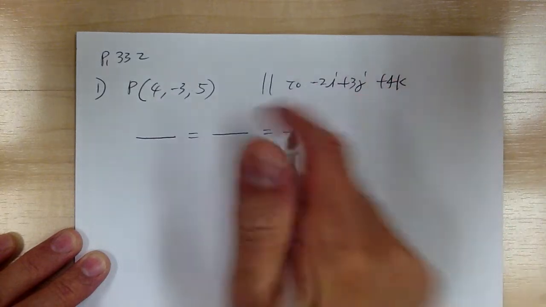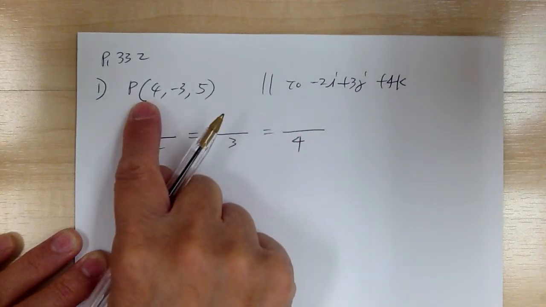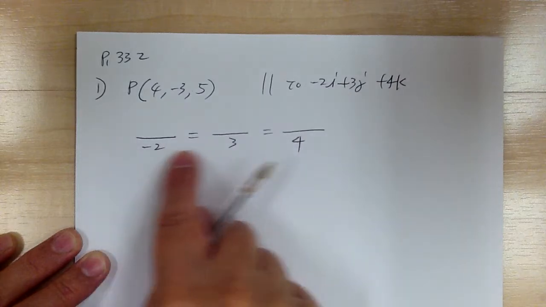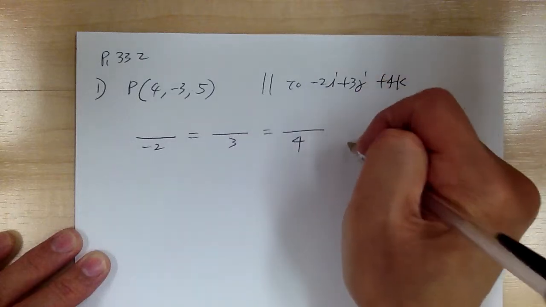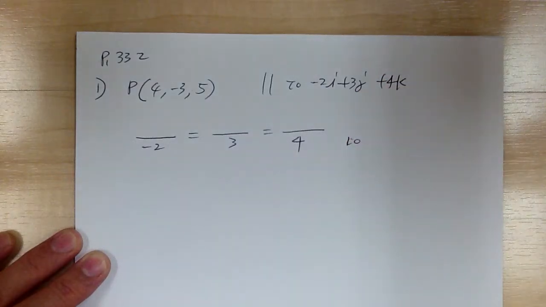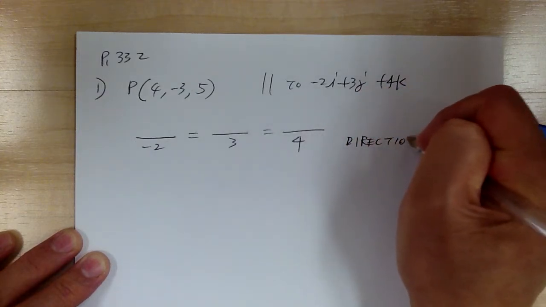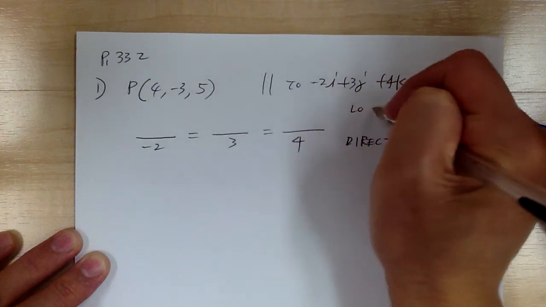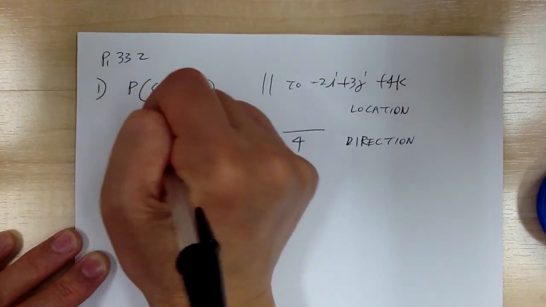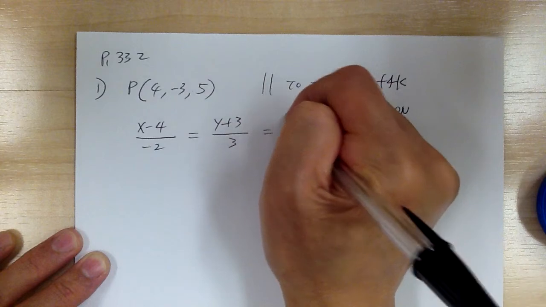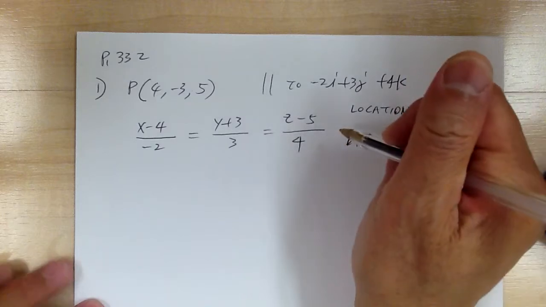So this is -2, 3, 4. This direction number goes on the bottom. And the point, you want to go through the point, so it can be parallel to that, so we have to have these directions. This is the direction, and over here is the location. And on top is the location. So to go to this point, you're going to get x minus 4, y plus 3, z minus 5. And that's it for the symmetric equation.